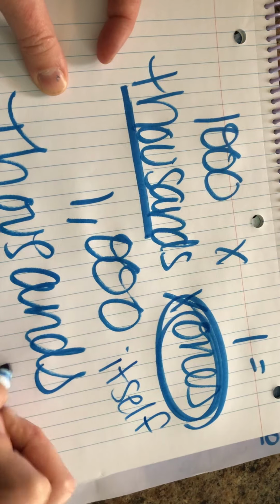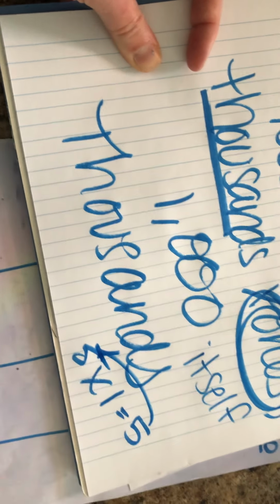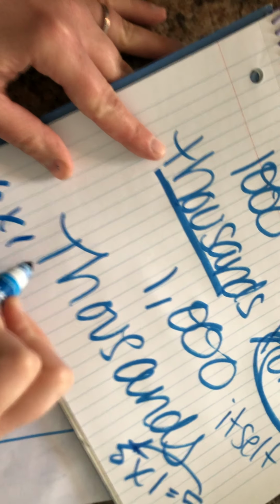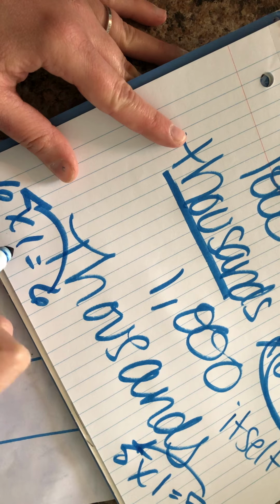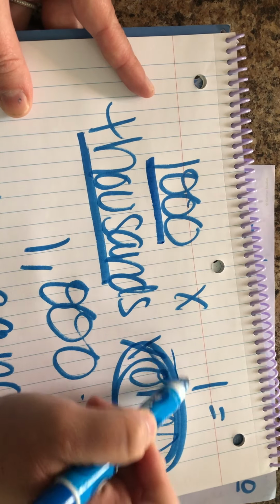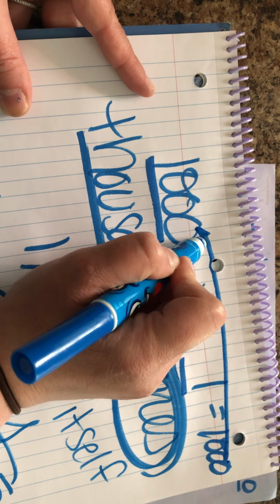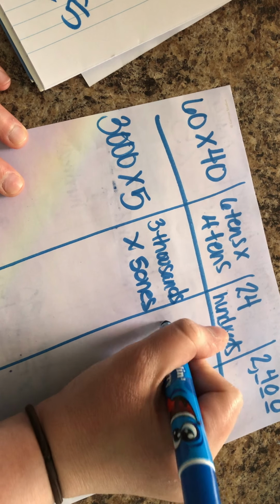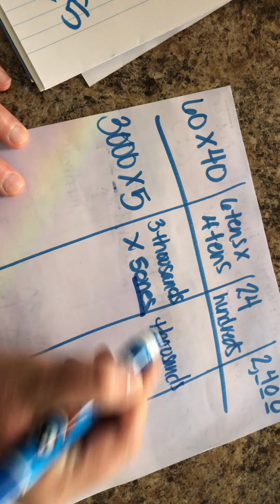The property of 1. Just like 5 times 1 is what? 5. It's itself. 6 times 1 is 6. Ooh, it's itself. That means anything times 1 is itself. Think about this. So 1,000 times 1 is 1,000. That means it's itself. That's what I mean. So our answer is going to be into the thousands because we have thousands times ones.